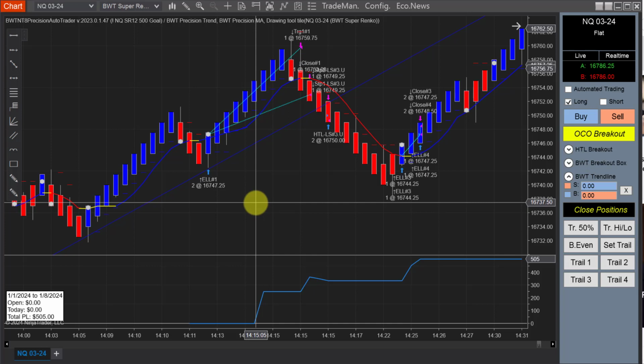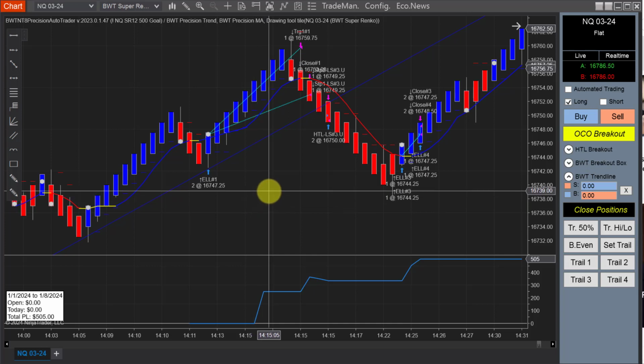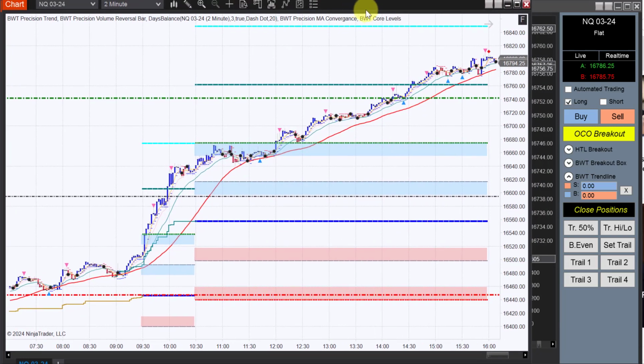I have a quick video, and first a couple of announcements. I will be releasing the BWT Core Indicators. You can see on this chart that it is called the BWT Core Levels. I'll get into this in just a moment.